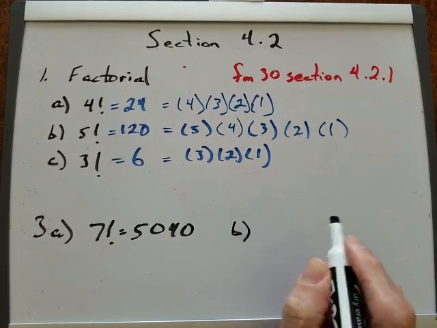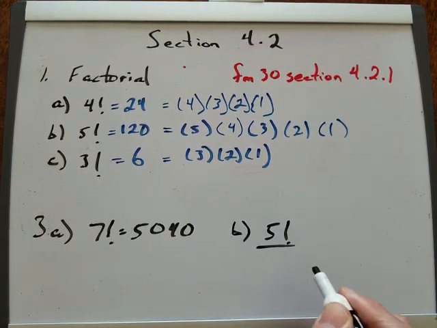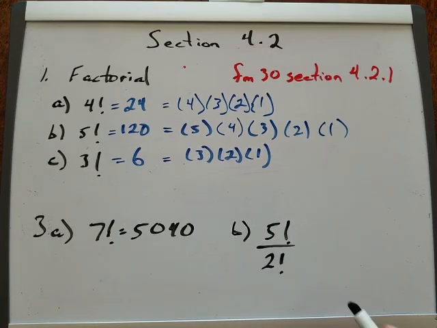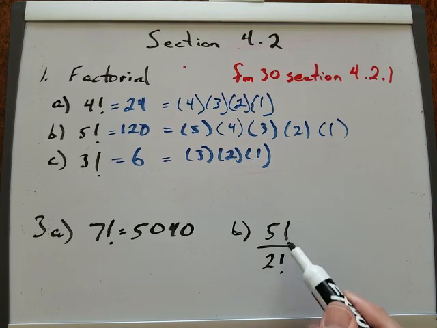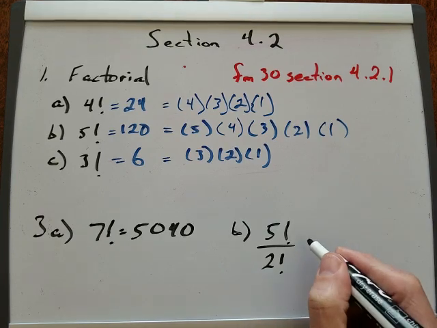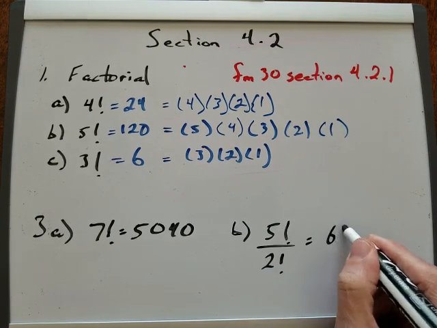The second example, maybe there isn't a real life scenario I can diagram quickly on the board for you, but it's just again practicing your calculator. If you type this in exactly as you see it, 5 factorial divided by 2 factorial, it comes out nicely. It would be 60.